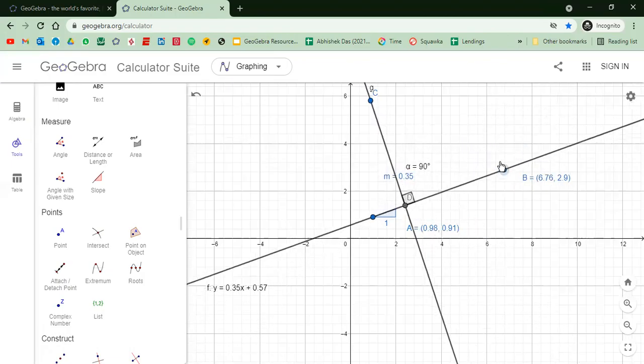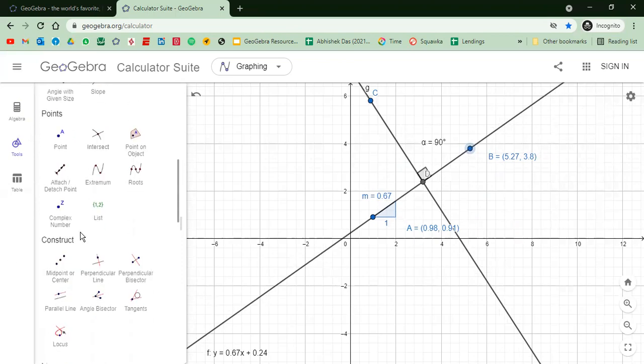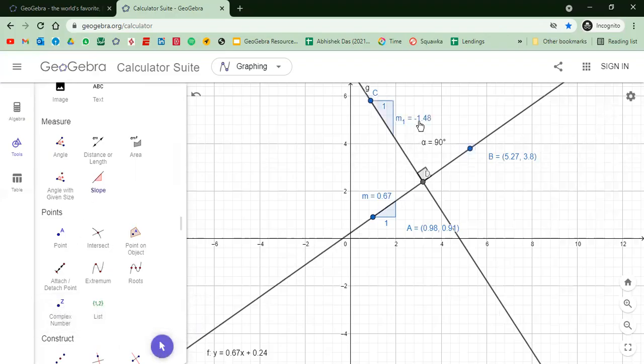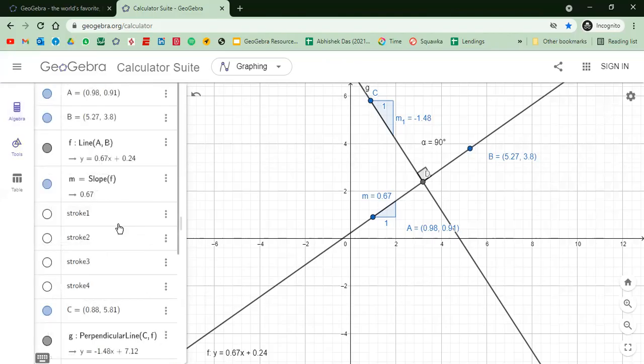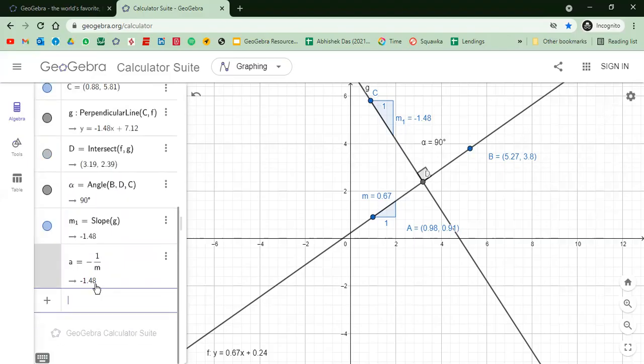Over here, you see that the slope of the original line is 0.67. Let's see what is the slope of this perpendicular line. Now, if we measure the slope of this perpendicular line, you will find it to be negative 1.48. Now, what is negative 1.48? If we just go to this GeoGebra button, and if I write -1 upon m, right?